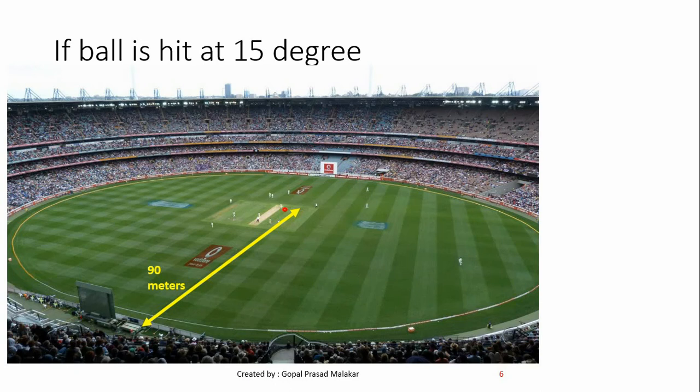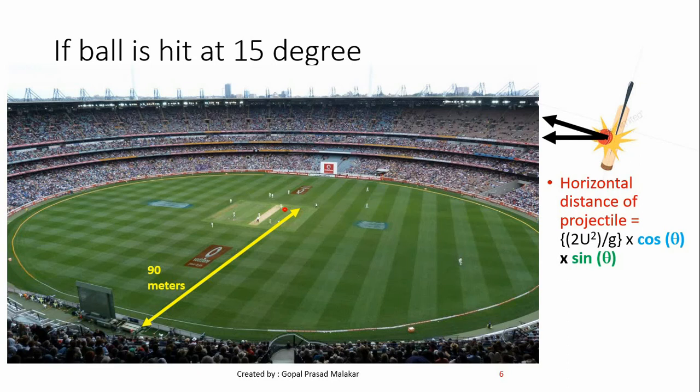If the ball is hit at 15 degree, the horizontal speed will be higher and the ball will travel faster. You are hitting at an angle of just 15 degree, but it will not clear the rope. So it will go like this. Let me show you. What will be the horizontal distance of the projectile? It will be 56 meters. So it will fall somewhere here. You can put cos 15 and sin 15 and you can see that.